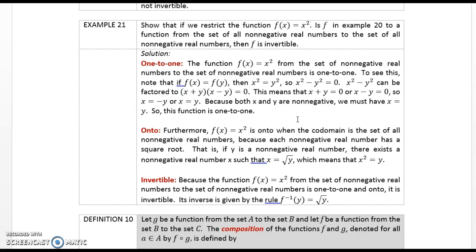To see this, note that if f(x) = f(y), then x squared = y squared. So x squared minus y squared equals 0. x squared minus y squared can be factored to (x + y)(x - y) = 0. That means x + y = 0 or x - y = 0. So x = -y or x = y. Because both x and y are non-negative, we must have x = y. So this function is one-to-one.